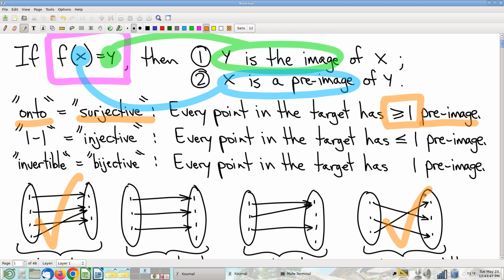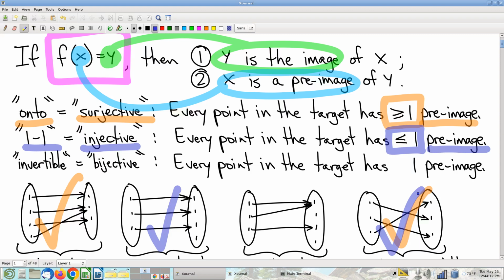Okay. Now, injective, aka one-to-one. I need to know that every point in the target has at most 1 pre-image. No more than 1. So, okay, well, let's see here. That one and that one.